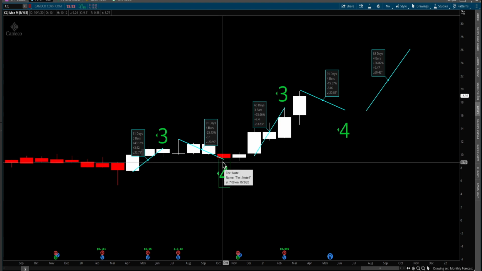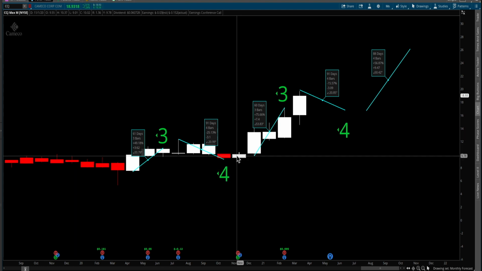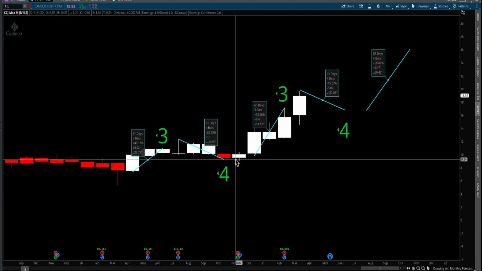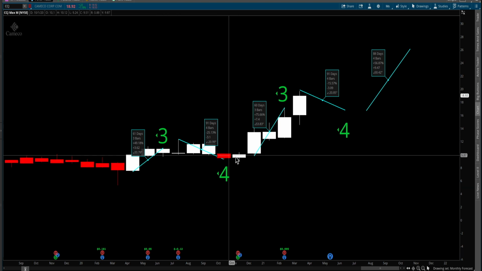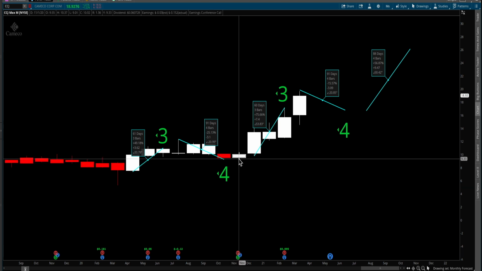Then he says, in a big upswing, a reaction will often last over 2 months, the third month being up. So in a big swing going up, the reaction points will often not last over 2 months. In this case, we had just 1 month.